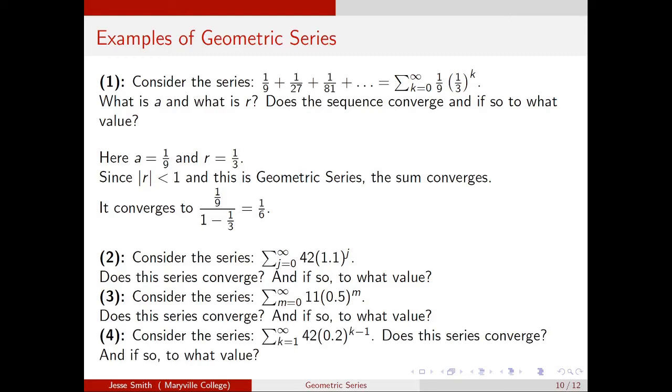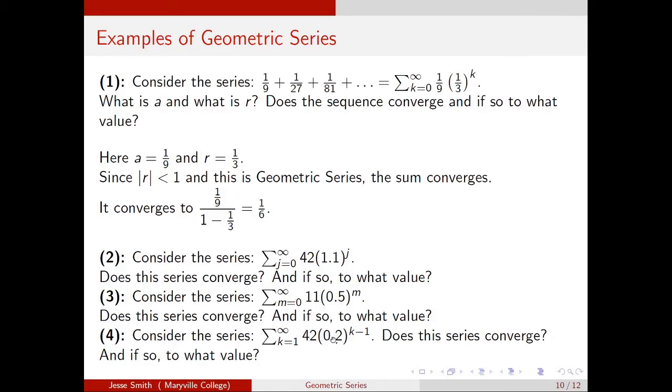One final example, the sum from k equals 1 to infinity of 42 times 0.2 to the k minus 1. Remember, this is just another way of representing the geometric series. We can start at 1 if, in the exponent, instead of having k or whatever this index is, we have k minus 1. Then this is another way of expressing the standard geometric series.